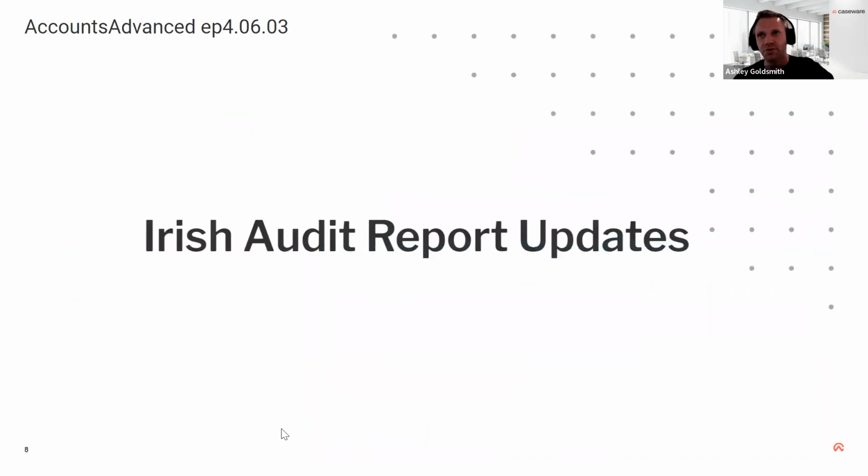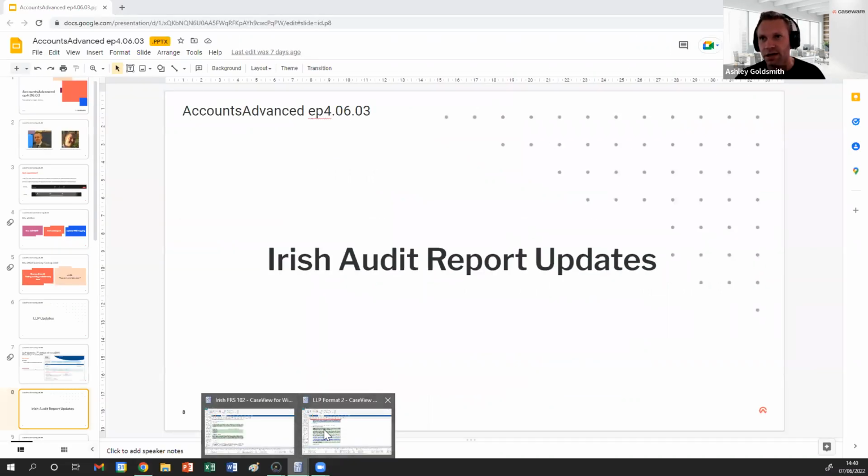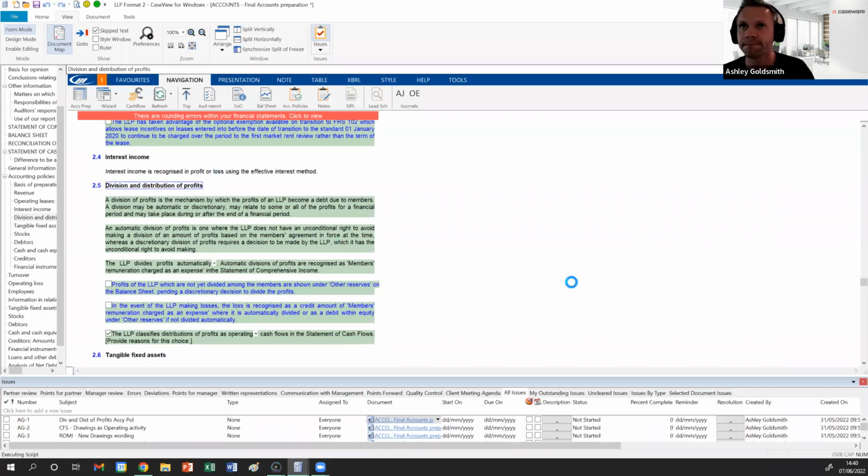So if I just quickly open up an LLP file, I've got a few of these new changes just to talk through. So beginning with the division and distribution of profits accounting policy, you can see we've added in 6 different text paragraphs by default. In my file, given the circumstances we have here, 4 of them are active and 2 are disabled, but I can switch on those additional text areas if I want to, just by ticking the tick boxes, or again, I can disable them by deselecting.